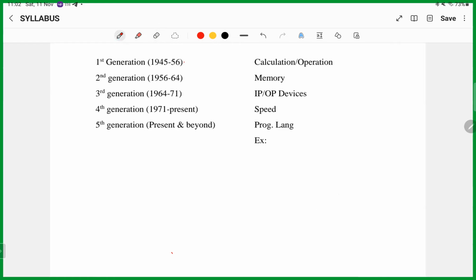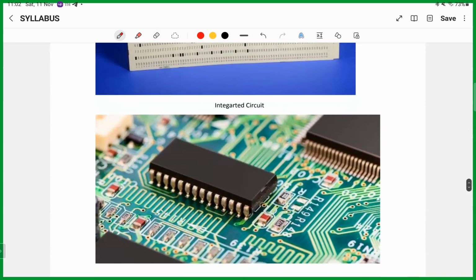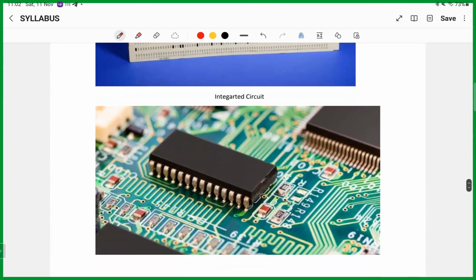Okay, third generation, 1964 to 71. Here, for the first time, integrated circuit was used. In short we call it IC. ನೋಡಿ ಕೆಳಗಡೆ ಇದೆ, taking the picture of it to show you how the integrated circuit looks. Have you seen it somewhere? CPU ನ ಬಿಚ್ಚಿ ನೋಡಿದ್ದೀರಾ ನೀವು at home or somewhere?